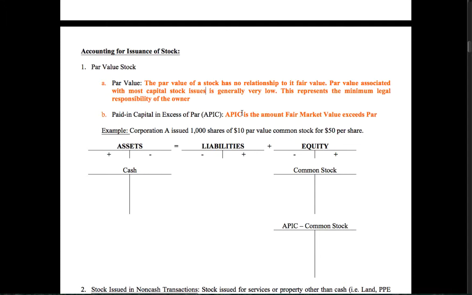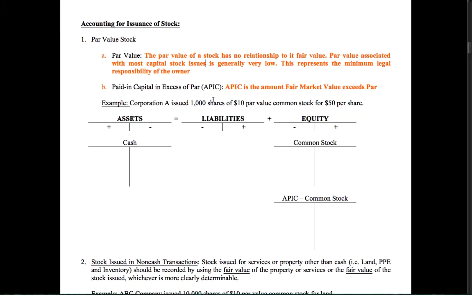common stock account. The second part of par value stock refers to additional paid in capital. This is the amount of fair value that exceeds par. As in my previous example, that was the $40, as you paid 50 and 10 of that was recognized as par value. Thus the 40 was the amount that exceeded par. As an example, and this is the most basic example that you will see for common stock.